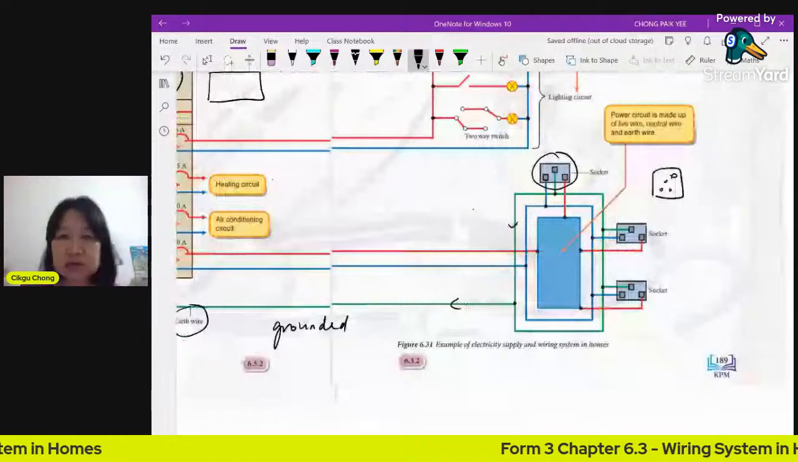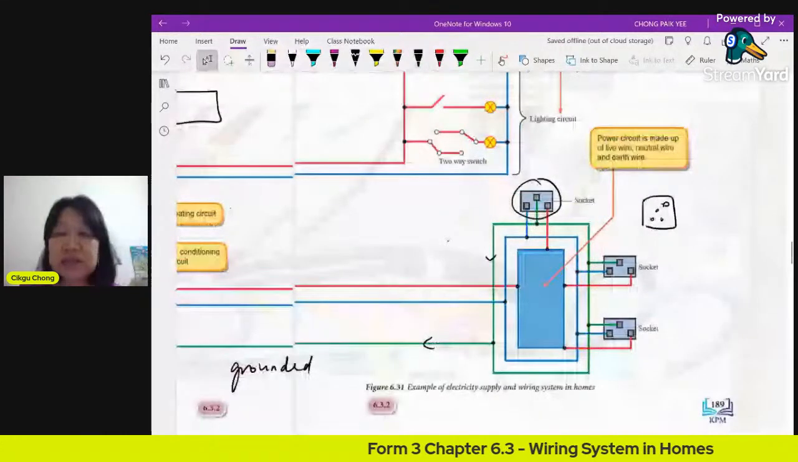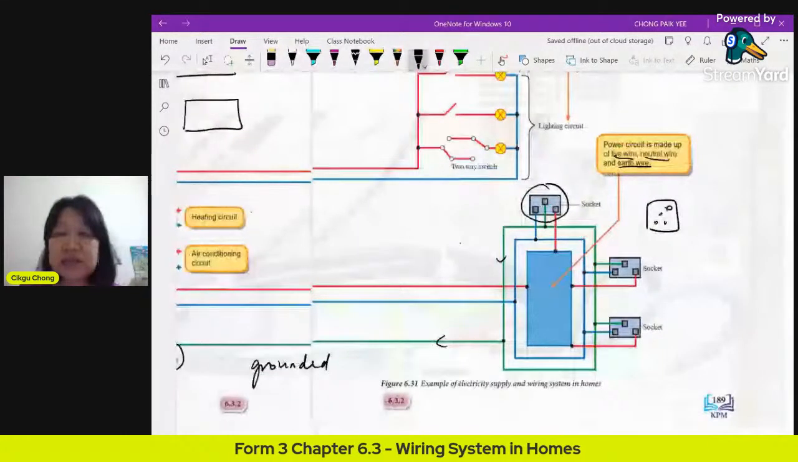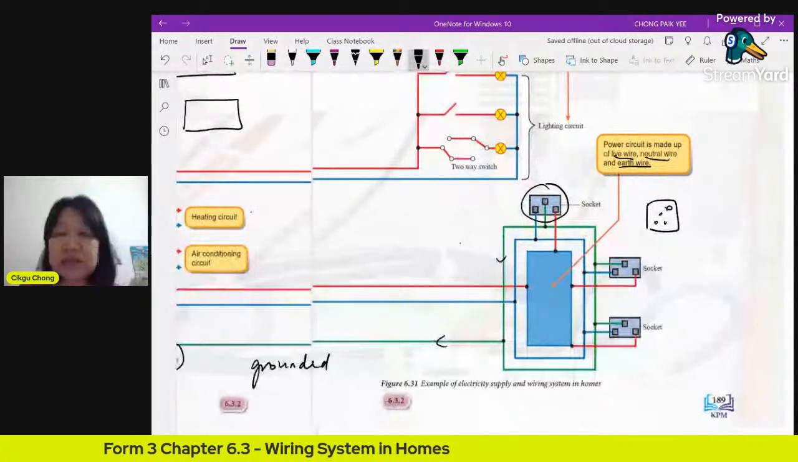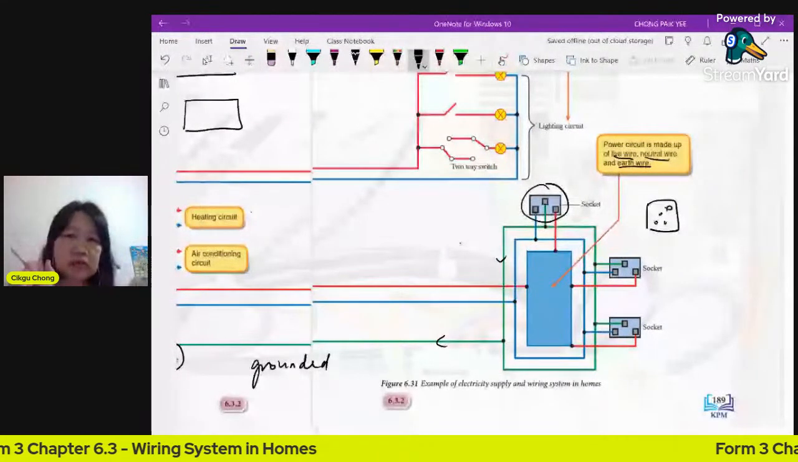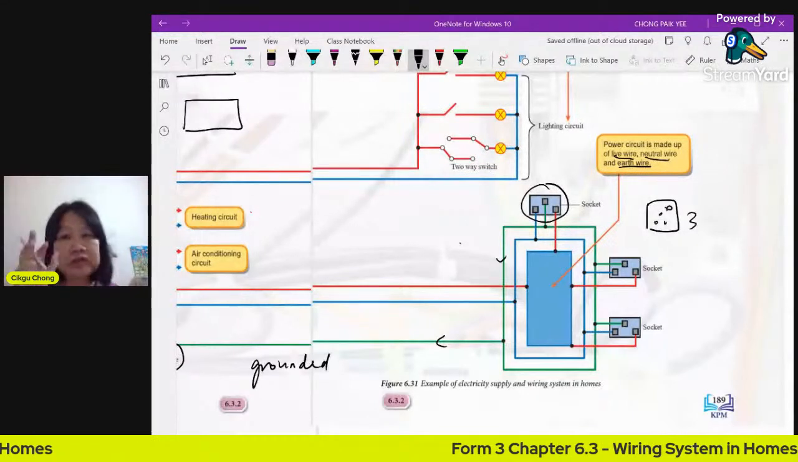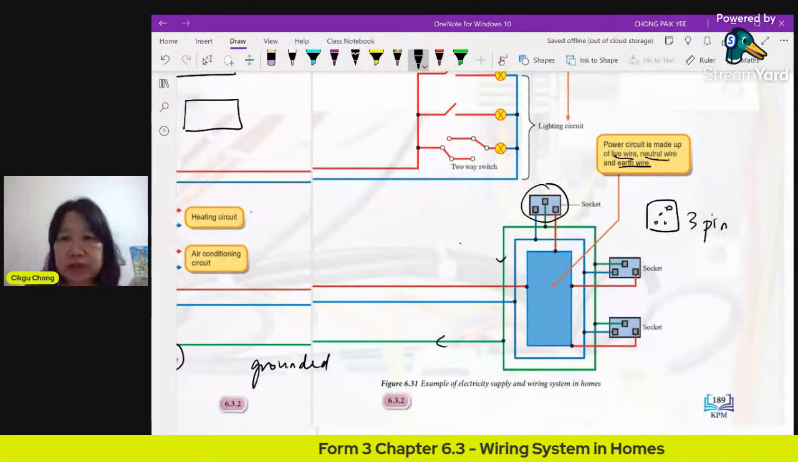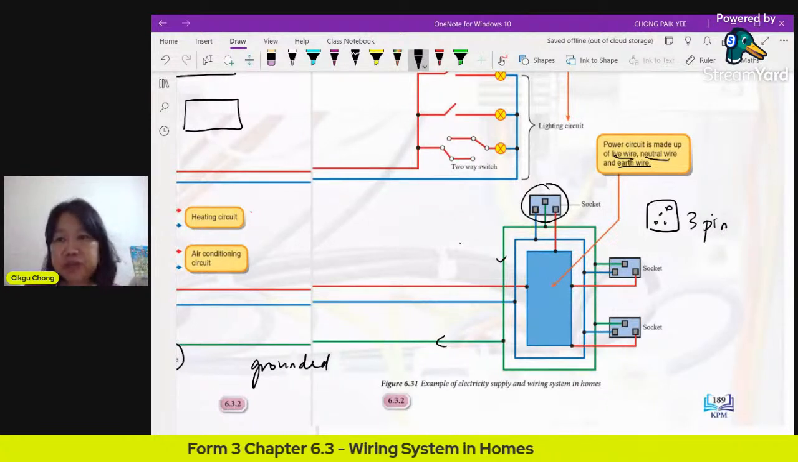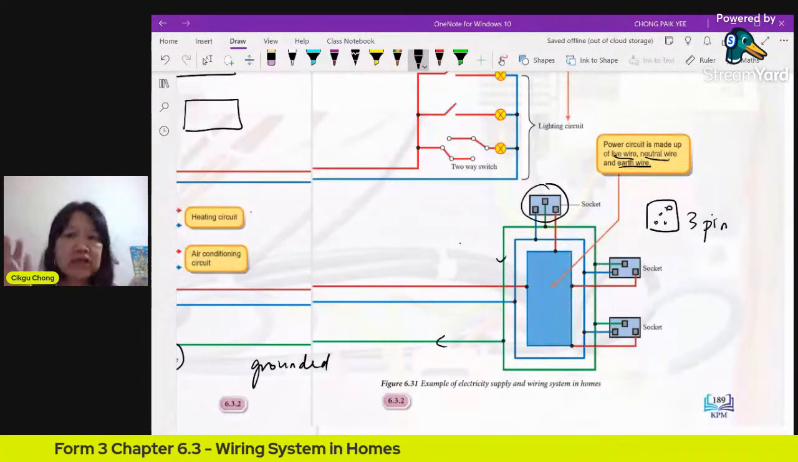Okay, so a power circuit is made up of, you need to have three. Some have two. Depends on the socket. But you will have a live wire if you have a 3-pin plug. If you see a 3-pin plug, this is a 3-pin socket. Definitely one is for earth wire, the other one for live, the other one for neutral.